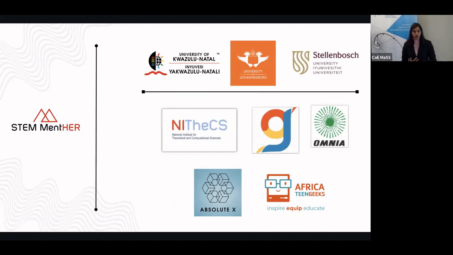This program is, of course, made possible because of other people that partner and help make it possible. The students in the program are paired with academic mentors. So when it was launched in particular at UJ last year, each of the 16 students were paired with academic mentors from UJ and Wits. And these are typically female mentors so that students could see role models in their engagements.